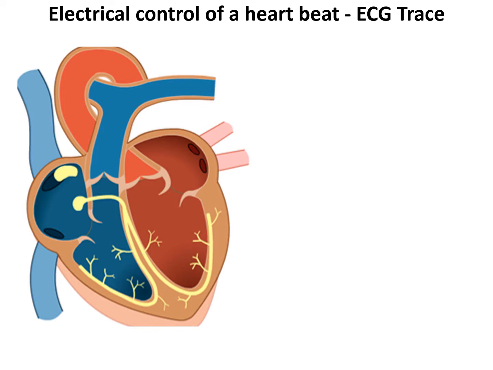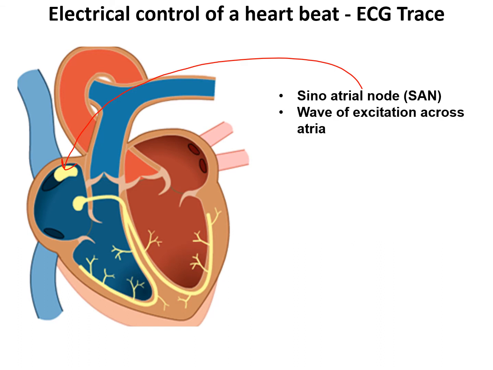So next we're going to talk through the electrical control of the heartbeat, and to start off with, we know that the heart muscle is myogenic, so it originates its own electrical stimulation. That doesn't come from the brain, it comes from the heart, and it actually starts in a part of the heart called the sinoatrial node, and we can see the sinoatrial node over here. And the sinoatrial node releases the electrical impulse that starts the heartbeat, and that's going to cause a wave of excitation or a wave of depolarization across the atria. So that impulse is going to spread across from the SAN or the sinoatrial node across both atria.